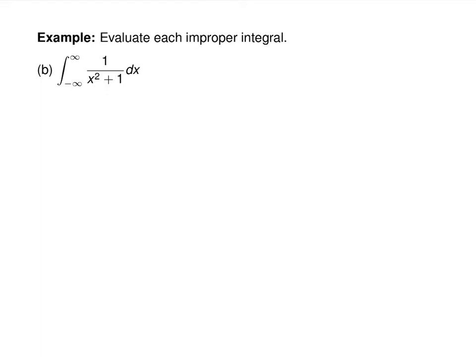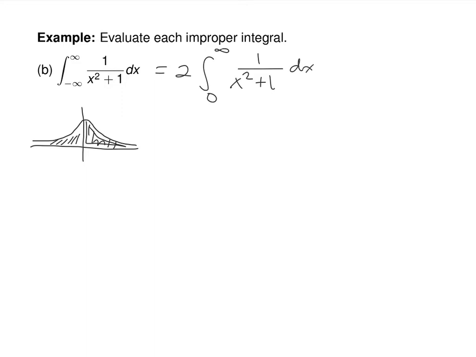Okay, next, how about the integral from negative infinity to infinity of 1/(x² + 1)? If you graph 1/(x² + 1), you notice that this function is symmetric about the y-axis and looks something like this. So if this area is finite, that area will be finite too, and the value will be twice the value of the area on just the right side alone. So let's do twice the integral from 0 to infinity of 1/(x² + 1) dx. So that's 2 times the limit as b goes to infinity.